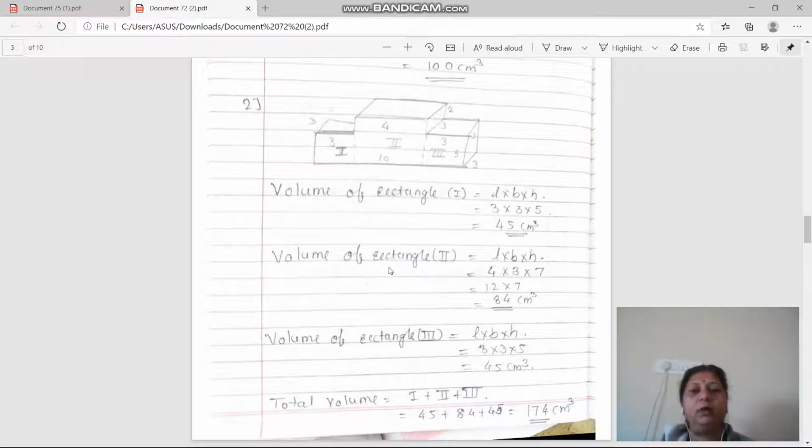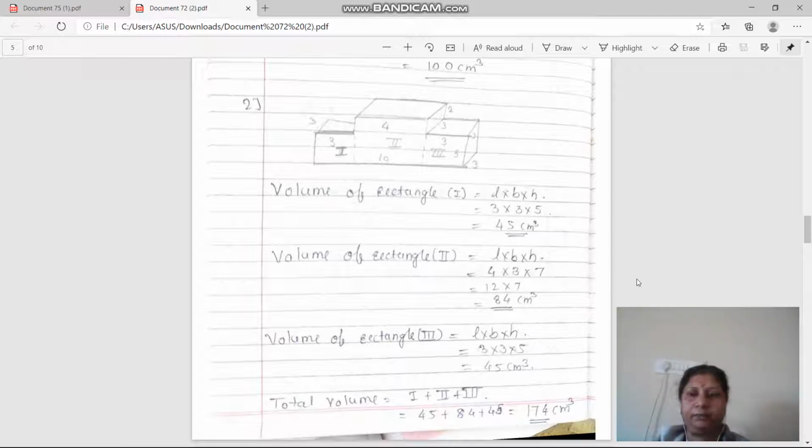Then the volume of the second cuboid, that means the one in the middle. Length is 4, breadth is 3, and height is, see, up to this it is 5, and this one is 2, so 5 plus 2, 7. So 4 into 3 into 7. 4 3s are 12, 12 into 7, 84. Get it?